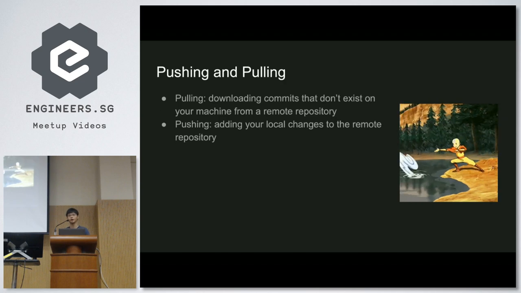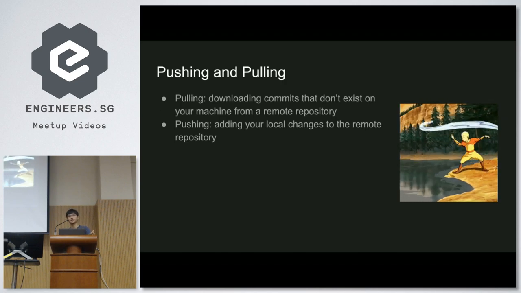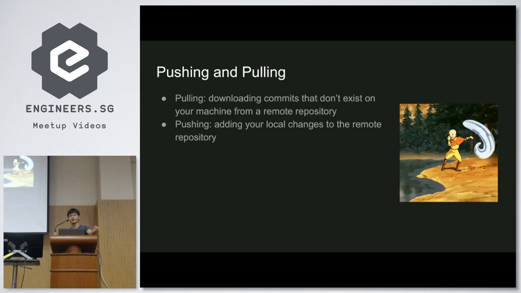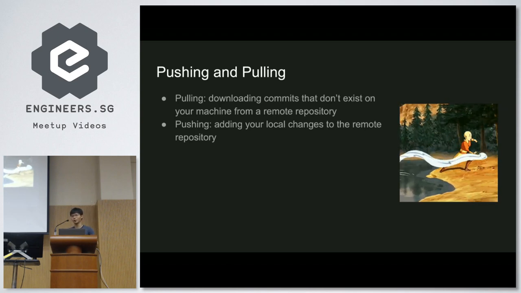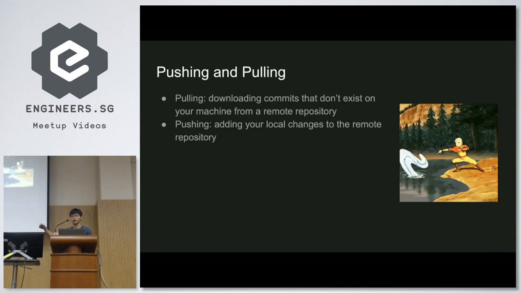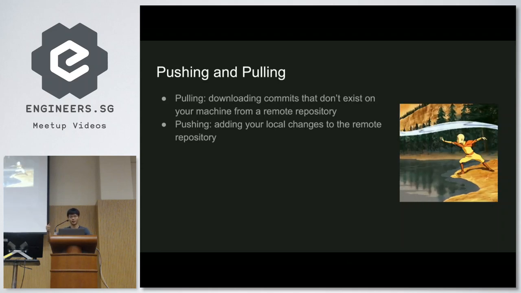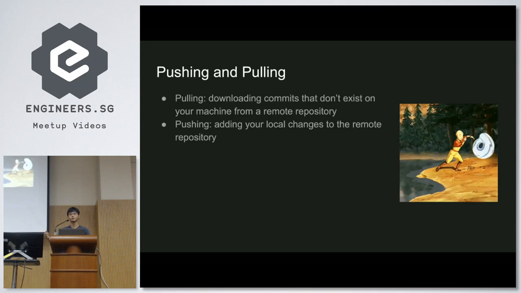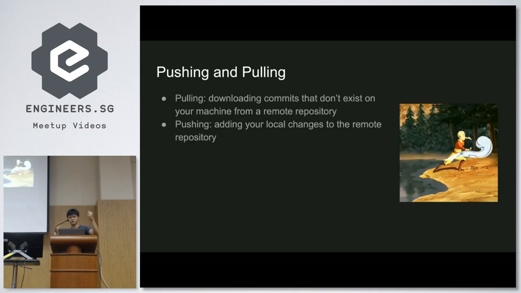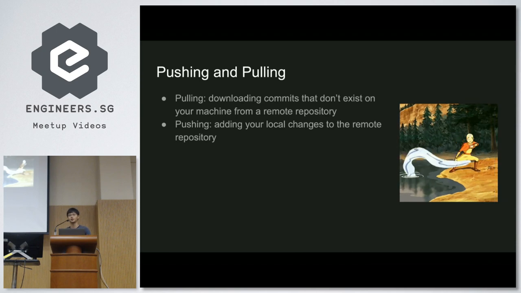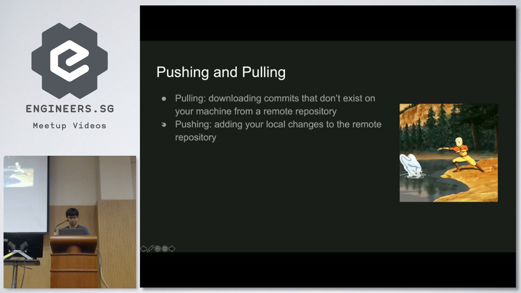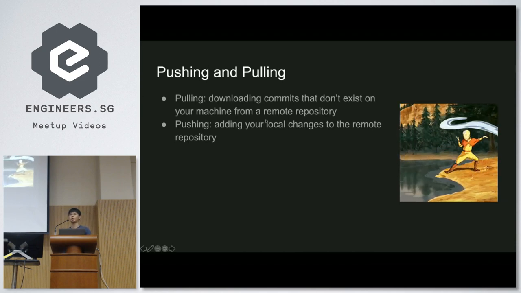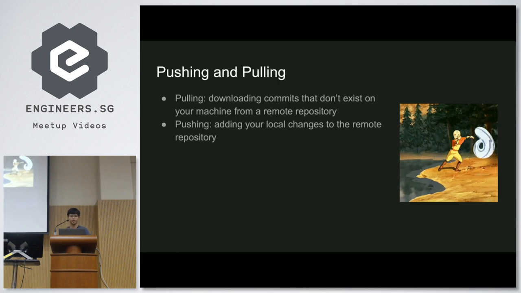So you can imagine a world where you have multiple computers, you made some changes on computer A, you pushed it, and then now you move on to computer B. Computer B is sort of behind the time, and to sync it, you'll then do a git pull. In that case, you pull the changes from the remote repository into your local repository. So push and pull. You can imagine if you're working on projects that have multiple collaborators, you'll be doing a lot of pushing and pulling.